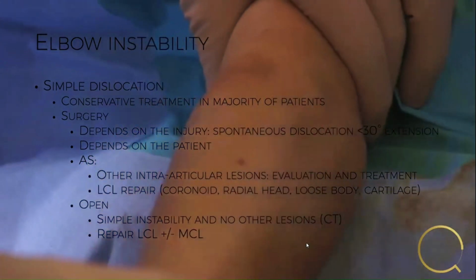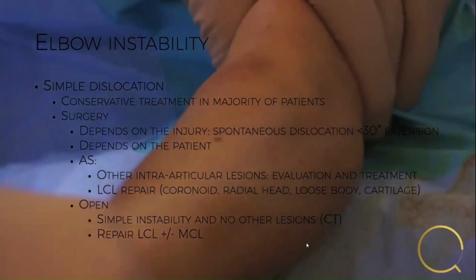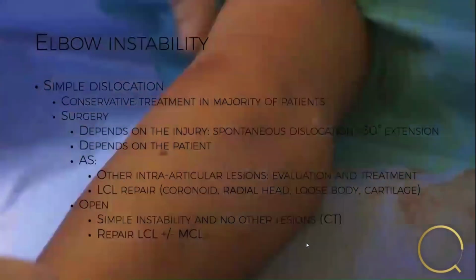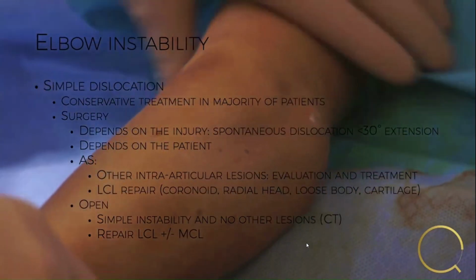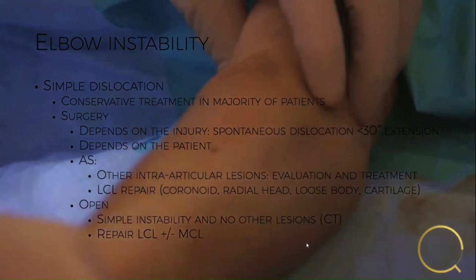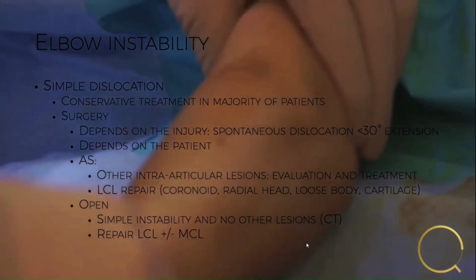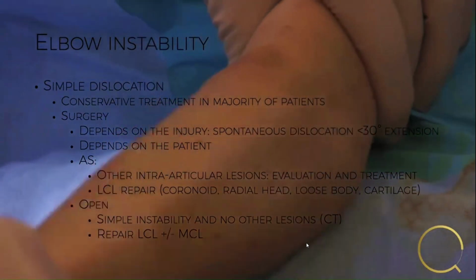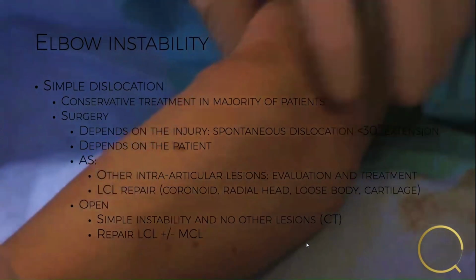So elbow instability, simple dislocation: conservative treatment in the majority of patients in my hand. Surgery depends on the injury. If there's a spontaneous dislocation before 30 degrees of extension, okay, we'll go for arthroscopy, and obviously it depends on the patient, as I showed you a few examples. Arthroscopy for other intra-articular lesions, evaluation and treatment of them.